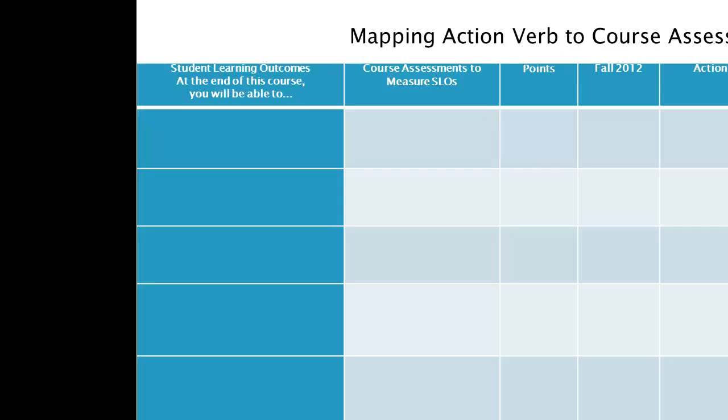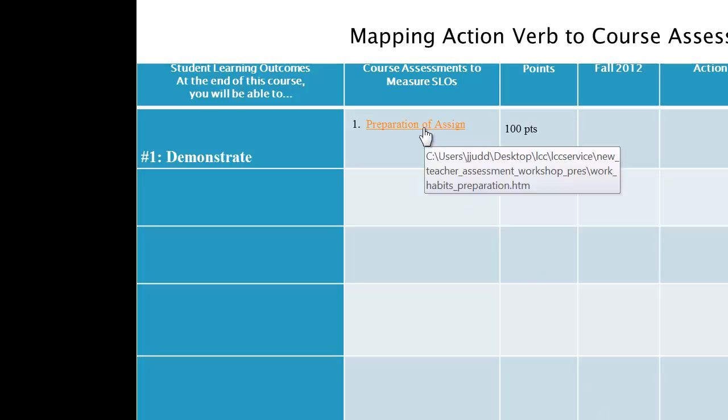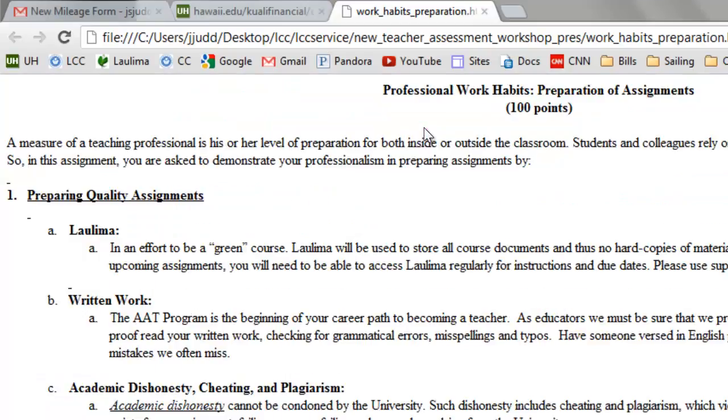To help map the action verb to the course assessments, I asked everyone to list their student learning outcome and then find a course assessment which will actually measure the SLO. When demonstrating professionalism, the preparation of the assignment was one of the things that I used to measure, which is 100 points, to see if they could be professional.